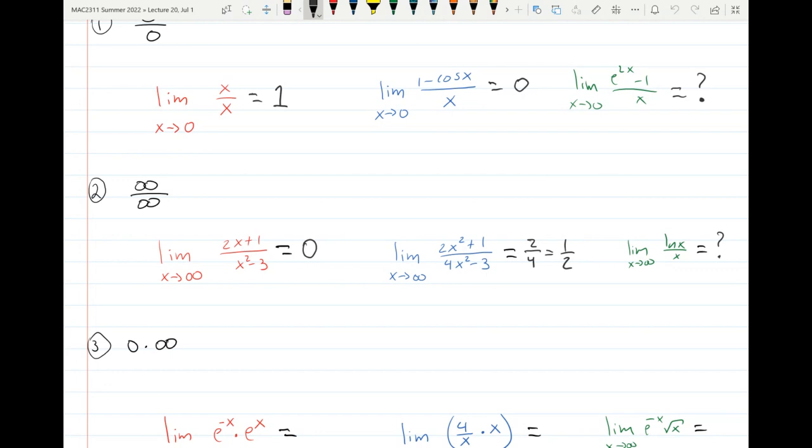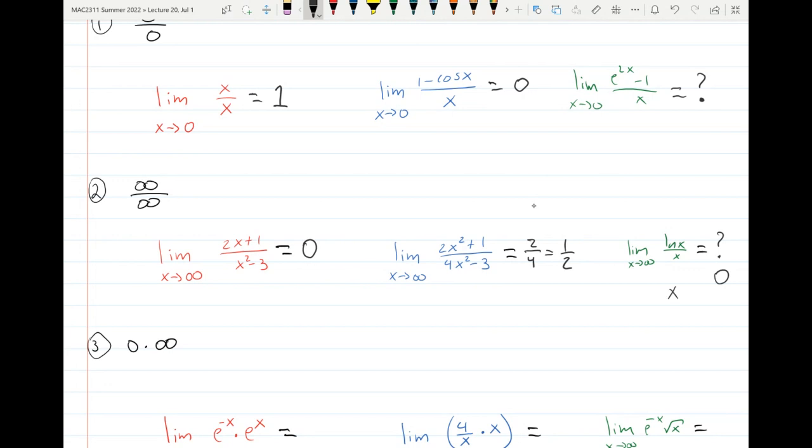Okay, so in this case, in the green limit, we have a limit at infinity of ln divided by x. Because x is a polynomial, right? It's a line, so it's a polynomial. It grows faster than ln, even though this is infinity over infinity. The bottom is way faster than the top, so this limit is going to be 0.